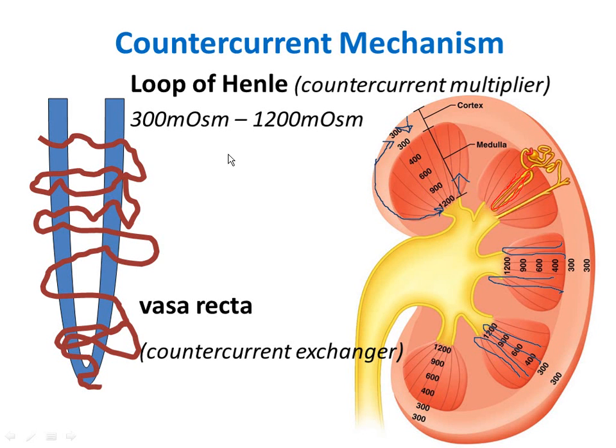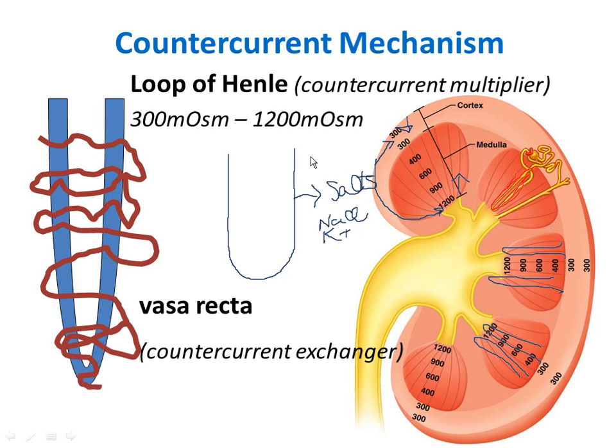Well, the reason is, again, that loop of Henle. On this side of the loop of Henle, we actively pump out salts. Sodium, chloride, potassium. So we're going to pump out a whole bunch of salts here. But we don't move water. That creates a salty environment. And so that's why you're seeing from 300 to 1200 this difference in milliosmoles here.